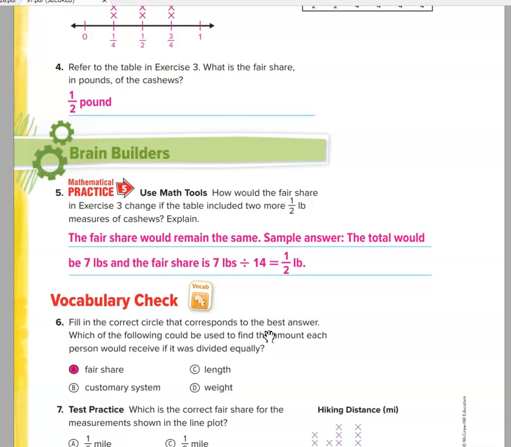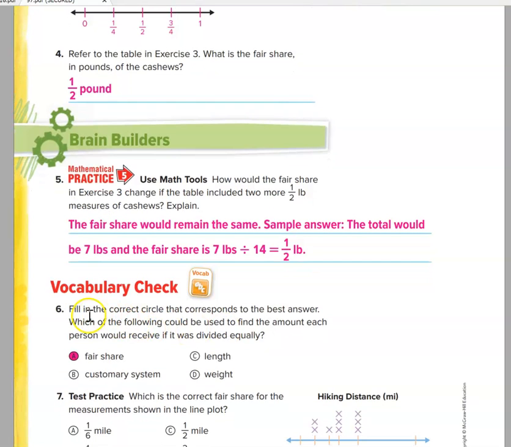On this, boys and girls, for number 6, a vocabulary check, if you wrote that out as an answer sentence, that would be awesome.